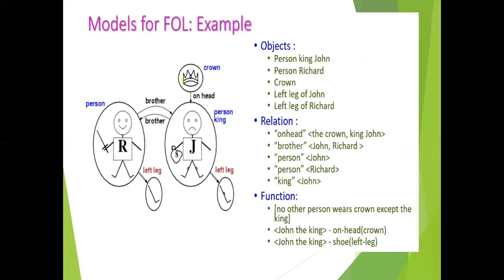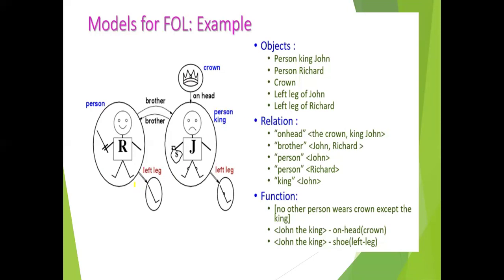If you take this example, here a model with a crown which will be on the head, and left leg, right leg. So it's a representation of a person. So the objects here, two persons are there. So J for John and another person Richard. And they are having a crown.